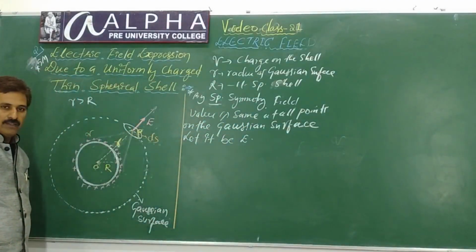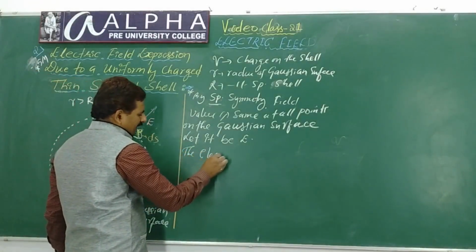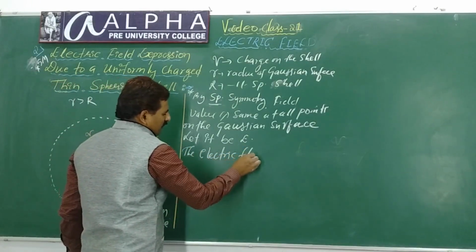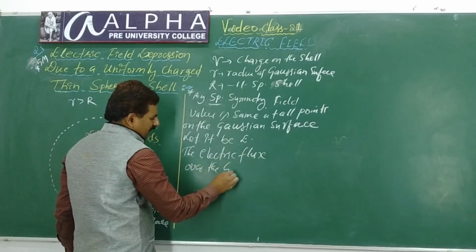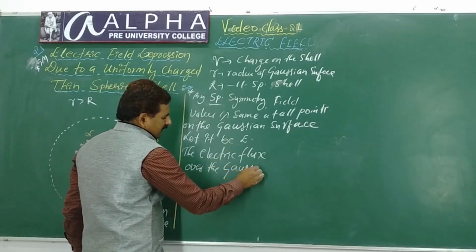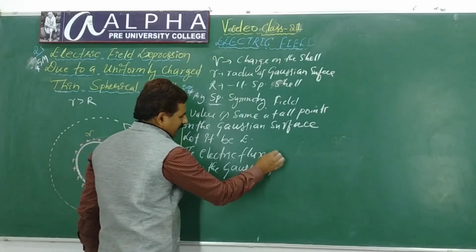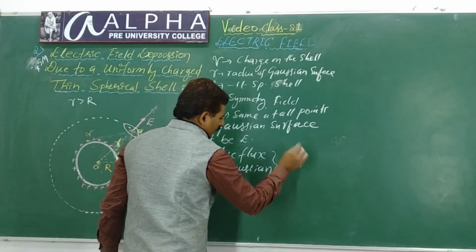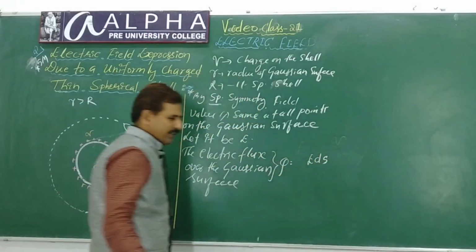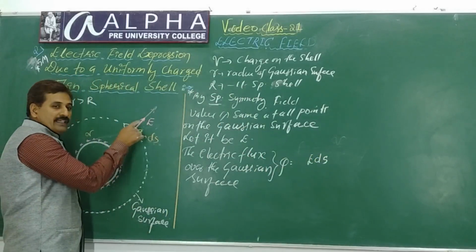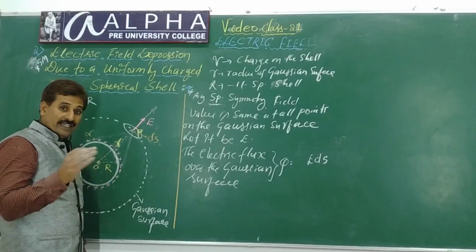Very simple. And now the electric flux, very simple. First, you have to write the flux expression over the Gaussian surface. What is the electric flux over the Gaussian surface? You write flux phi. What is phi? E into dS. What is E into dS? The electric flux at each point is E times the surface area dS. E dS. Actually, you wrote E dS cos theta.